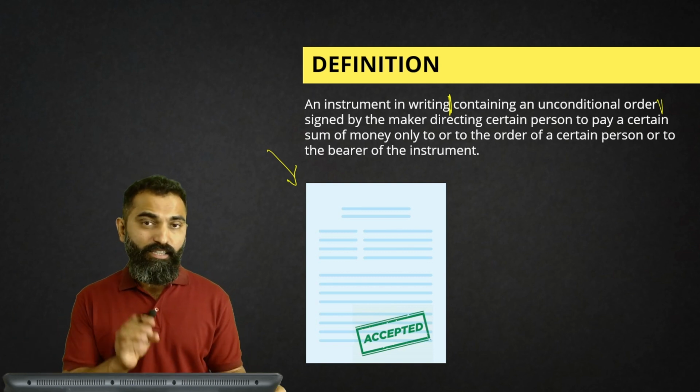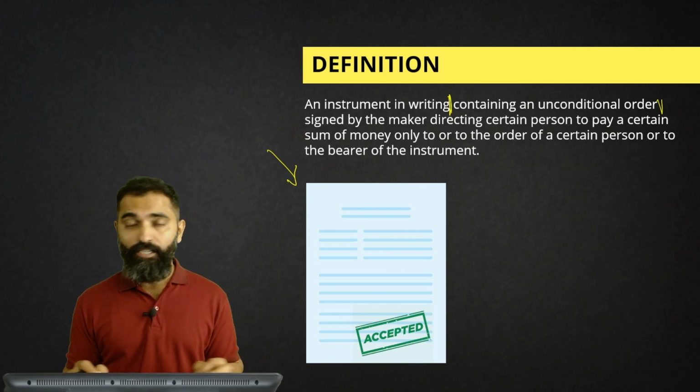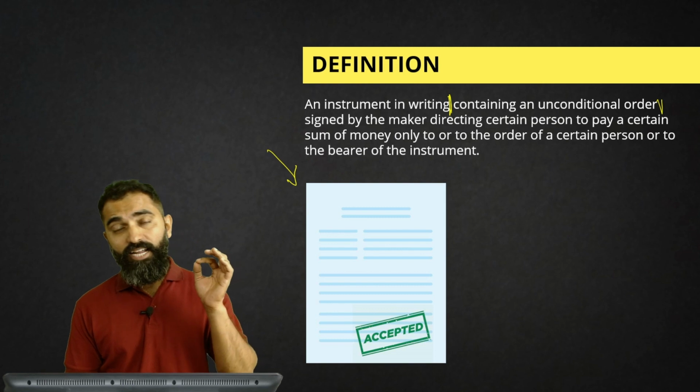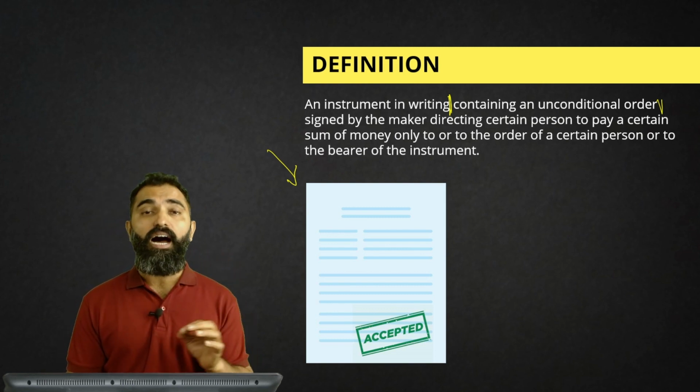ये bill of exchange के अंदर जो language है, जो words हैं, it is not a request, it is not a promise, it is an order. Okay? And what kind of an order is it? Unconditional.